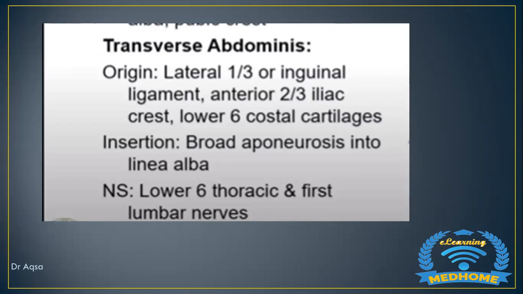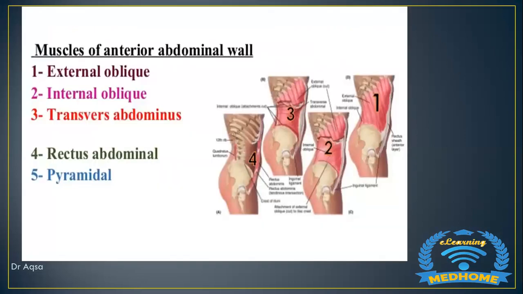Transversus abdominis has origin from the anterior two-thirds of the iliac crest, the lumbar fascia, and also the lower 6 costal cartilages. It gets inserted on the linea alba and the pubic crest. Its nerve supply is also from the lower 6 thoracic nerves and the first lumbar nerve as well. Yes.